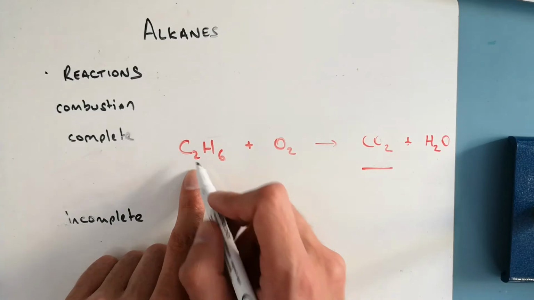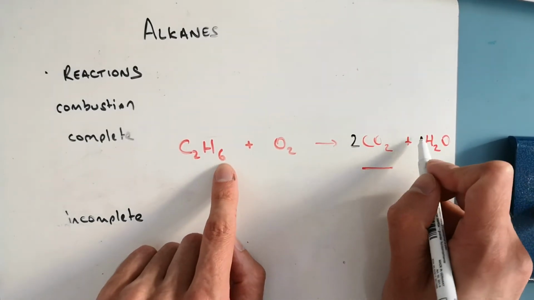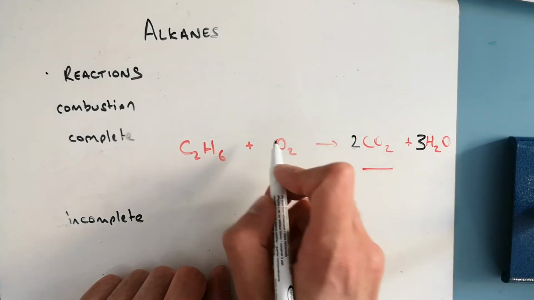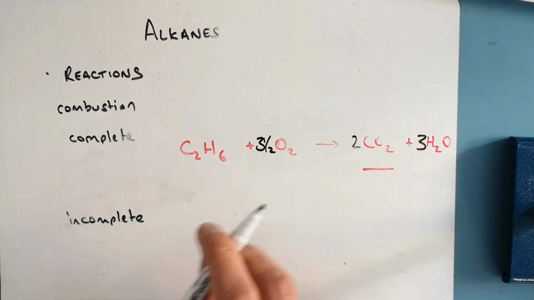Now, just balance this quickly. We've got 2 carbons here, so I need 2 there, 6 hydrogens, 3 there. So I've got 7 oxygens on this side, so that's 3.5.